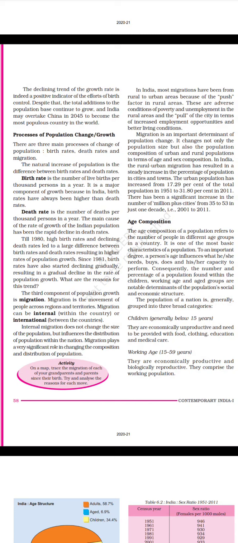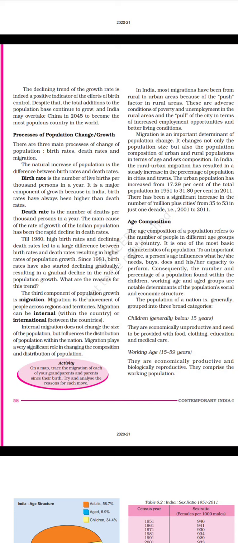Migration is an important determinant of population change. It changes not only the population size but also the population composition of urban and rural populations. In terms of age and sex composition, in India, the rural-urban migration has resulted in a steady increase in the percentage of population in cities and towns.